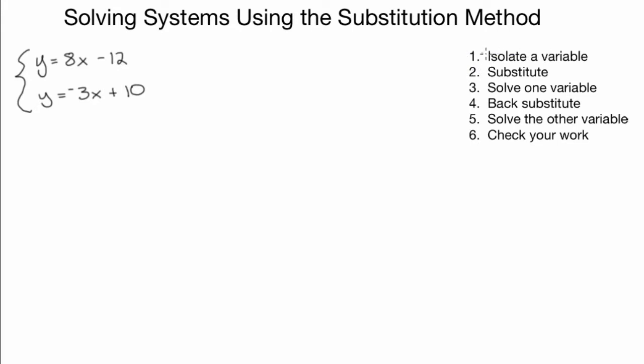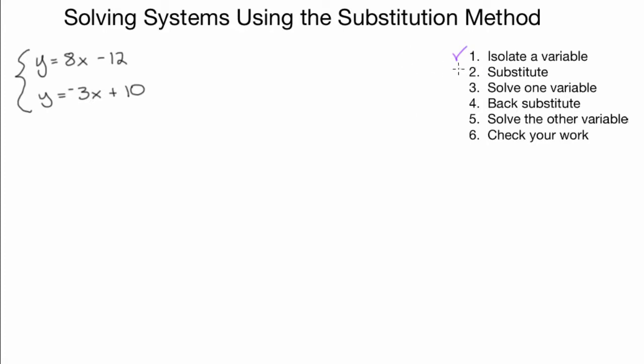So let's talk about step one, isolating a variable. In one or the other equation, either one of them, I need to get a variable by itself, whether x, y, or whatever variable I have, with everything else on the other side of the equation. This example is a nice one to start with because both of them are already isolated. I already have y by itself for both equations. So on this problem, step one is already done. Both of them actually have a variable isolated.